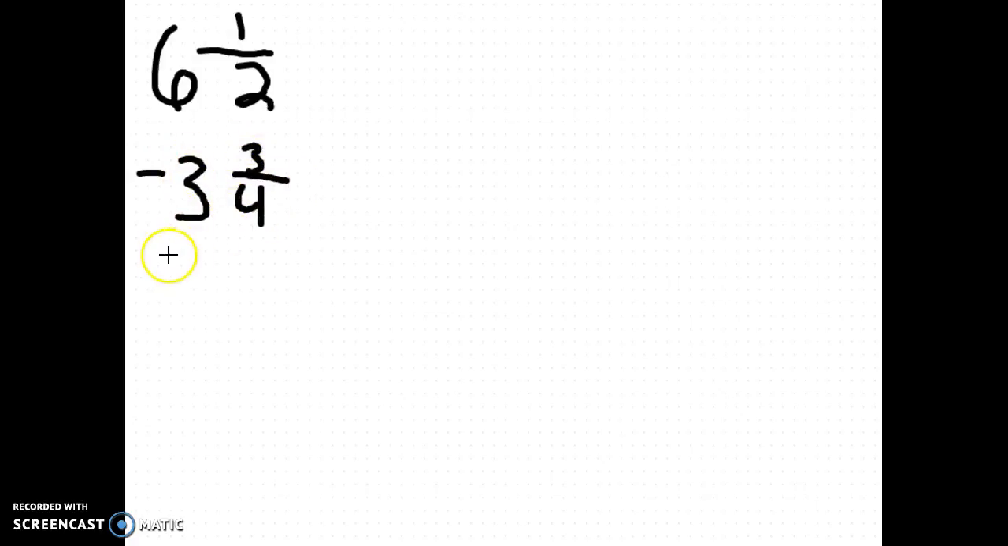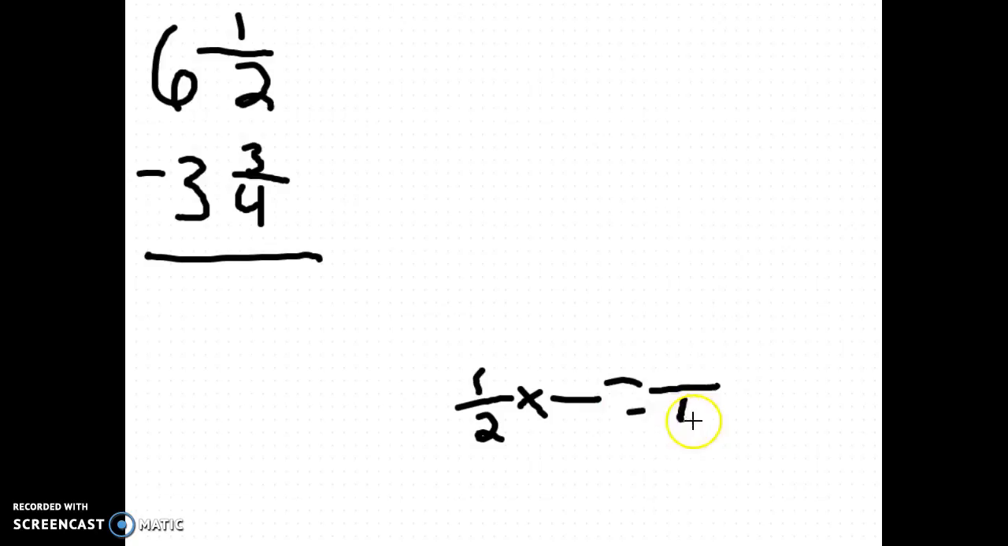Let's look at how we can do it without making our models. So we are going to take 6 and 1/2, and we're going to take away 3 and 3/4. Now the first thing we have to do is make our like fractions. My multiples of 2 are 2 and 4, so 4 is going to be the closest multiple. So I will take my 1/2 and multiply it by a fractional form of 1, so that 4 is at the bottom. 2 times 2 is 4. 1 times 2 is 2. So my 1/2 is 2/4.